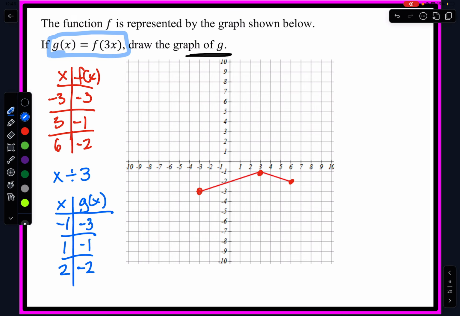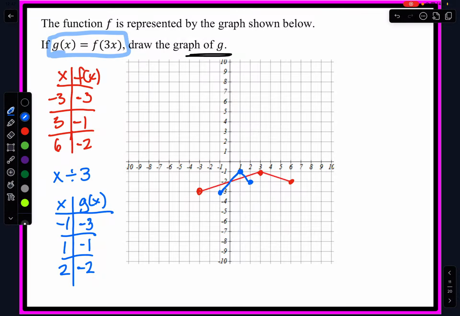So plot those points and look what happens. You see this point here, instead of going all the way out from the y-axis to -3, is going to go only 1 unit out from the y-axis, a third of that value. You'll notice the same thing occurring with the other values. This point is moved inwards, and this point is also moved inwards. Notice that the y value doesn't change. It stays at the exact same height.